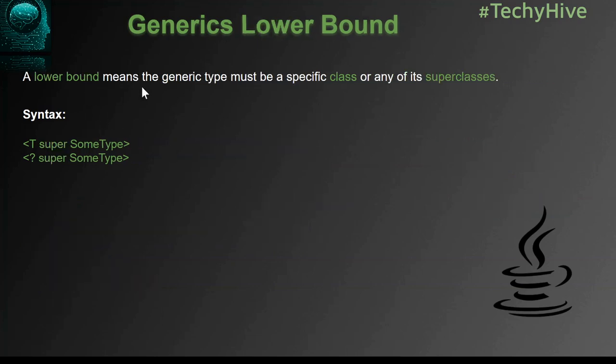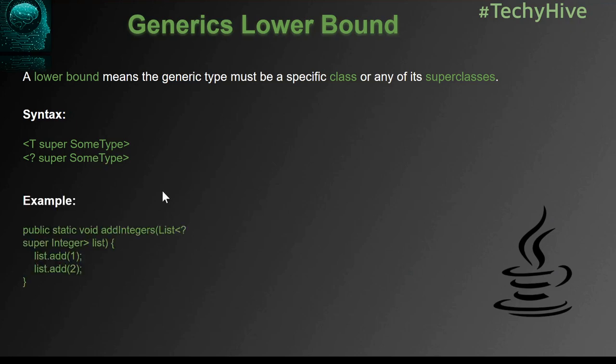Let's move to another restriction, and this is called lower bound. A lower bound means the generic type must be a specific class or any of its superclasses. So here we can see that in the case of lower bound, super is used instead of extends. So T, which is a super of some type, can be used as the type, and anything which is a super of some type can be used as the type.